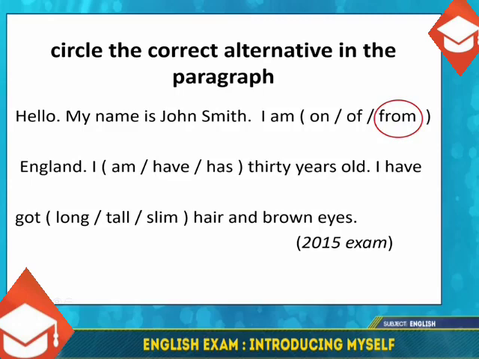Then I am, have, has, 30 years old. Which word is it? That's correct. I am 30 years old. I have got long, tall, slim hair and brown eyes. What shall we circle? Very good. I have got long hair and brown eyes.